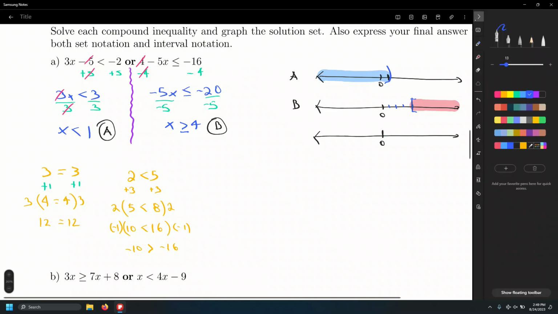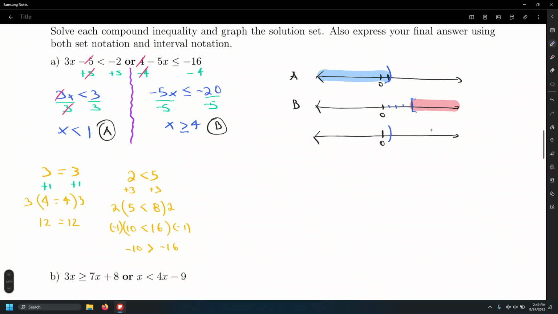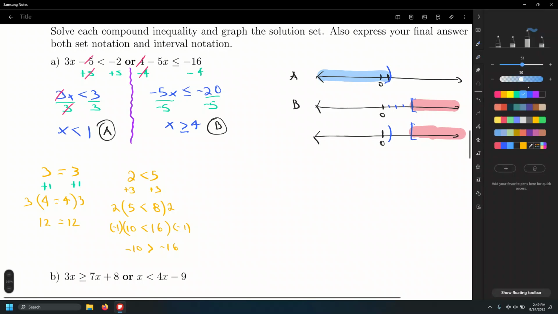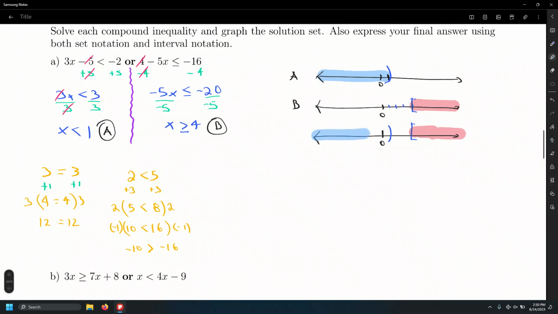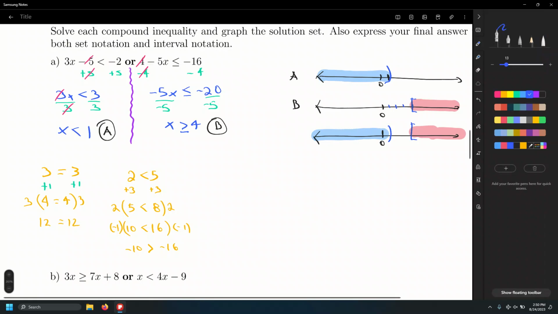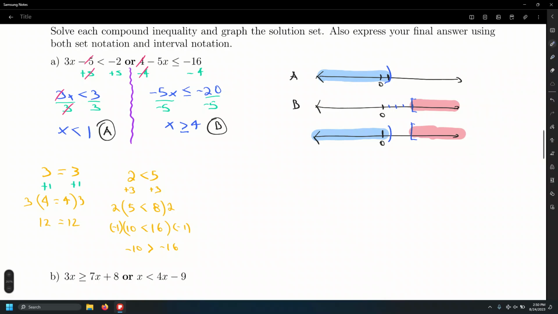Now let's put them together. And well, putting them together, we get this one, that one, shade, and shade. Okay, so what are we looking at? Because we're solving an OR type of inequality, that's going to be represented by a union symbol. A union B, rather.